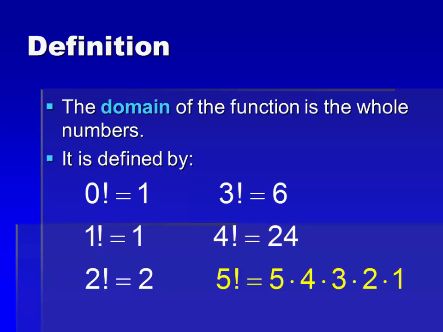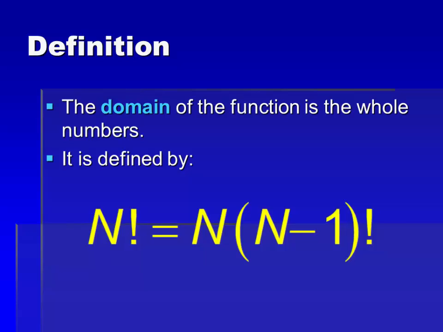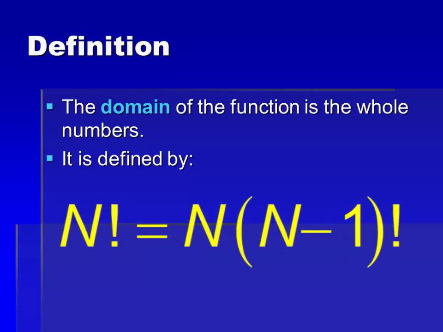Let's try it one more time. For 5, I could multiply 5 times 4 times 3 times 2 times 1, or in other words, multiply 5 times 4 factorial. Well, 5 times 24 gives me 120. So here's our rule. Anytime I want n factorial, I'm going to take n times the immediate number in front of it, factorial. So for example, if I wanted 100 factorial, I would need 100 times 99 factorial.